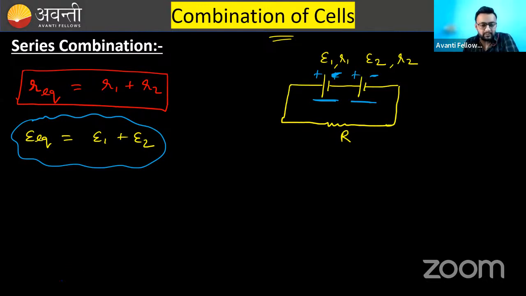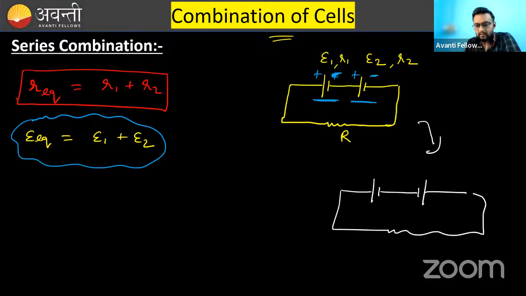But sometimes the things may be different. And in that situation, the things may look like this. Again, they are in series, but there is a difference. The polarity of the second cell is inverted. So now what will be the case? You can write it as E equivalent equals E1 minus E2.